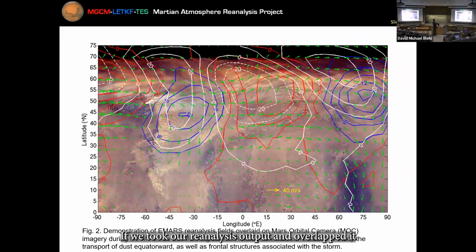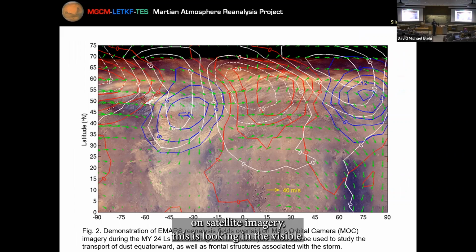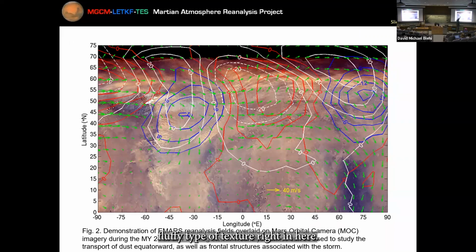So here's an example. If we took our reanalysis output and overlapped it on satellite imagery. So this is looking in the visible. You can see lots of different colors here. Part of this is the surface features of Mars, like the craters, but you have to look more at the texture. So you can see kind of the fluffy type of texture right in here. This is actually actively lifted dust. And right in here is the Martian cold front.